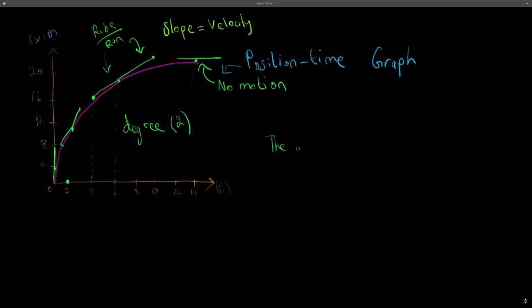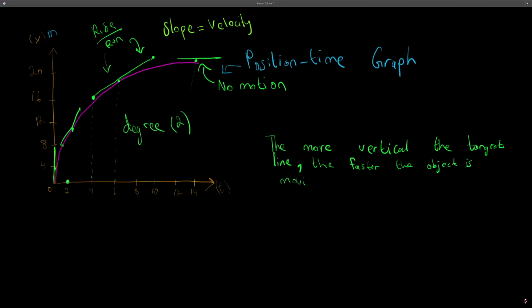So the more vertical the tangent line, the faster the object is moving. And that's for the position time graph.